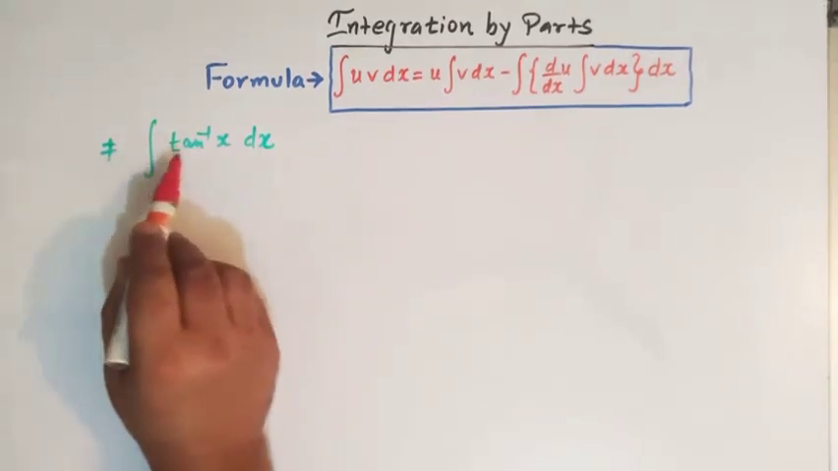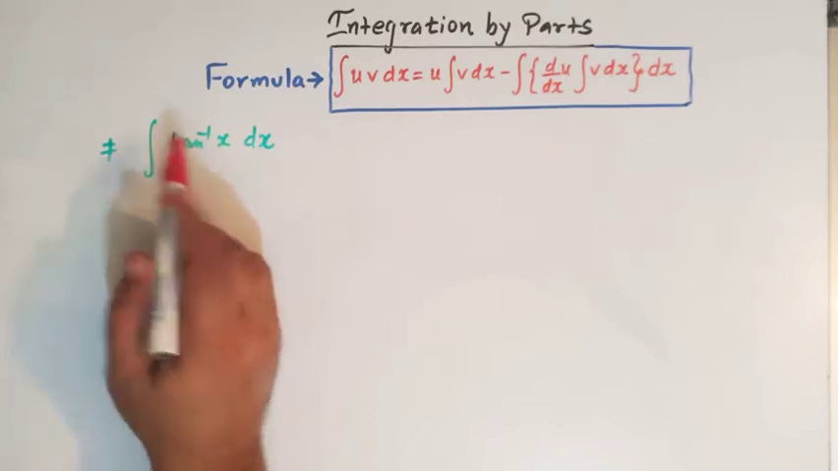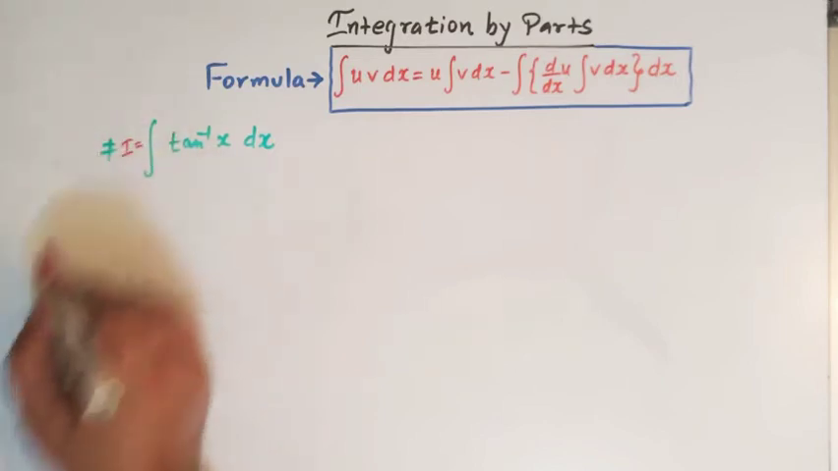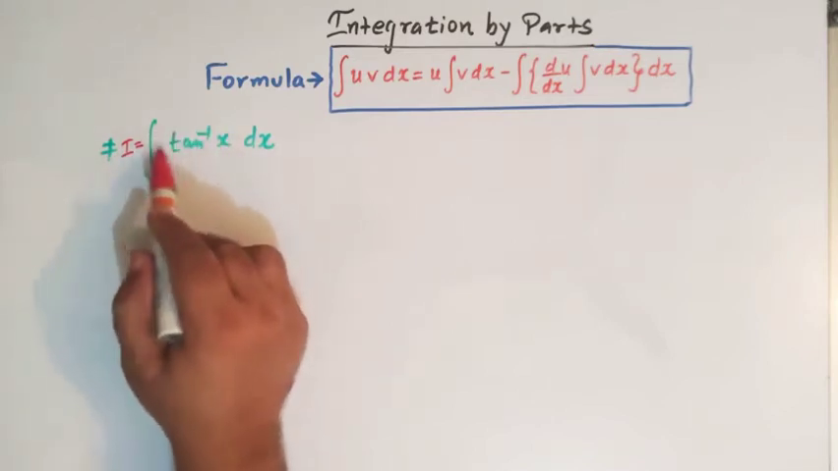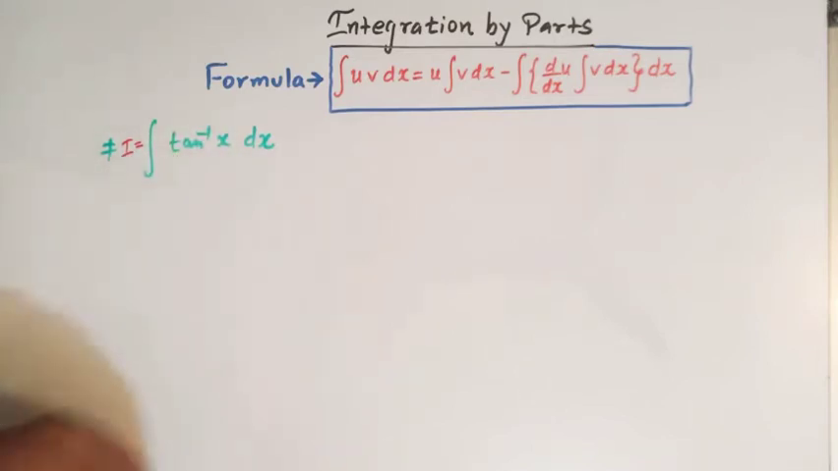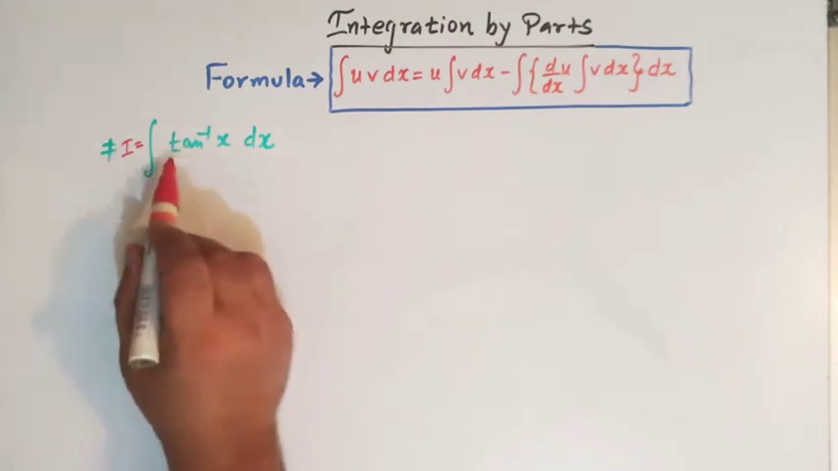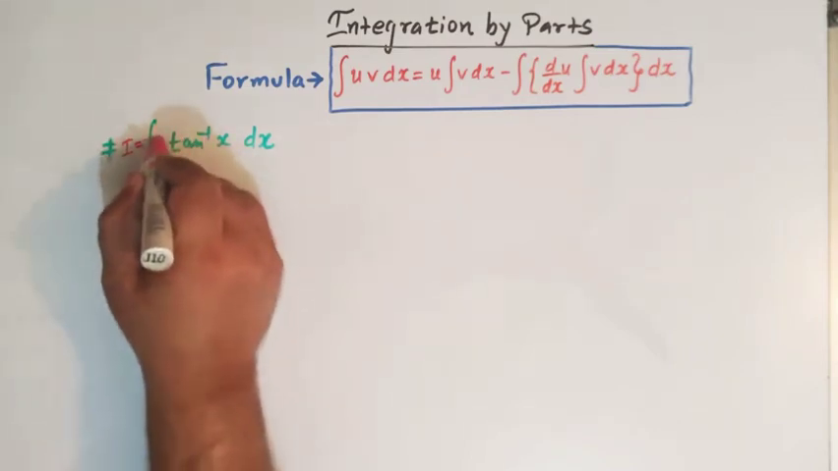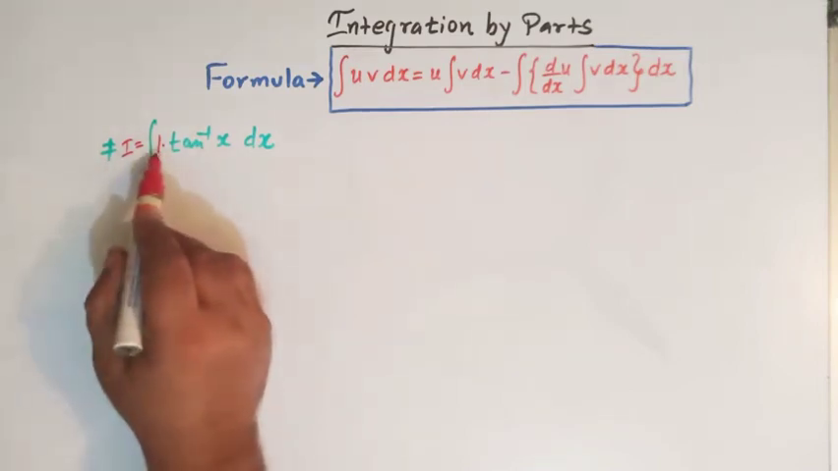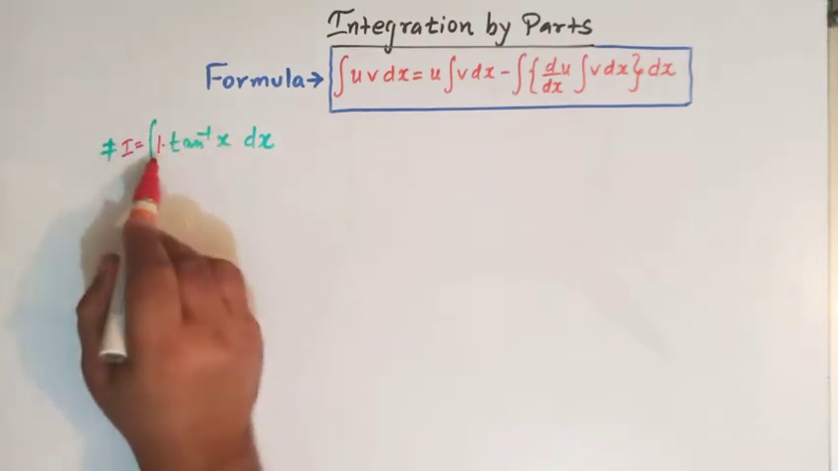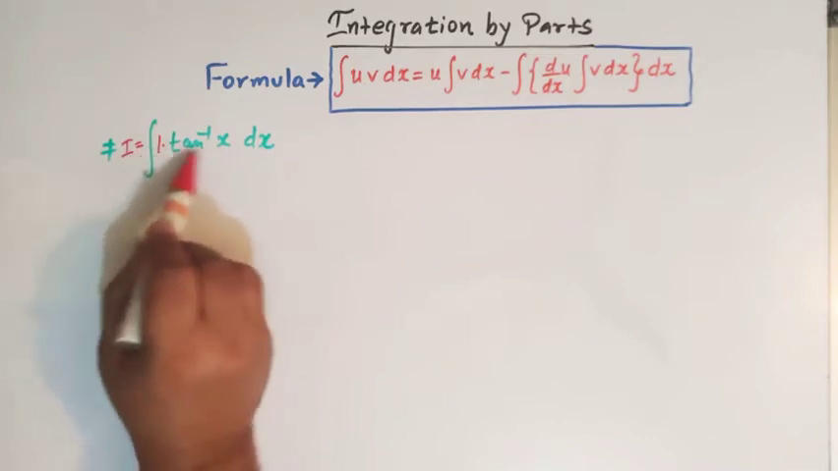Here we have to integrate tan inverse x. Let us call this integral I, and here we see that there is only one function. So what we will do here is take 1 as the second function, so this integral can be taken as a product of two functions.